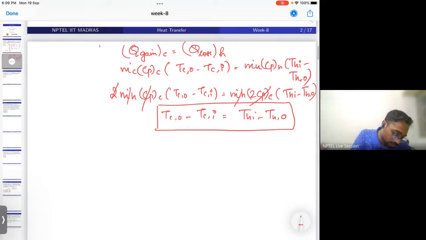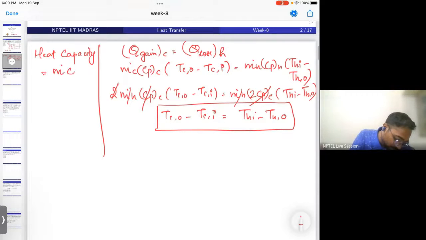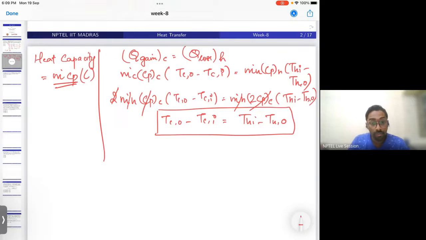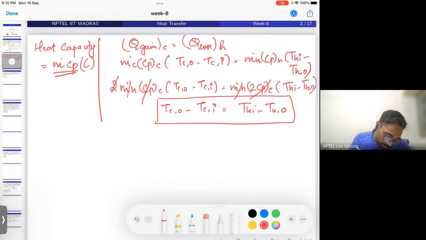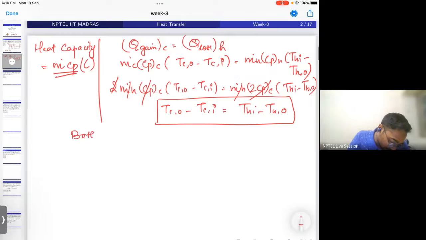Normally we talk about heat capacity. Heat capacity is defined as the product of mass flow rate and the specific heat. We usually denote it as a capital C. So if I'm referring to heat capacity as the product of mass flow rate and specific heat, I may be using this term later in this session, so please be familiar with that. The heat capacity is the product of mass flow rate and specific heat. So in this case, both fluids have the same heat capacity.